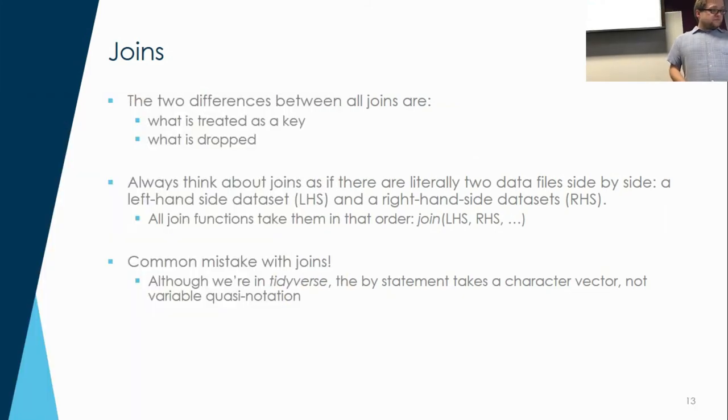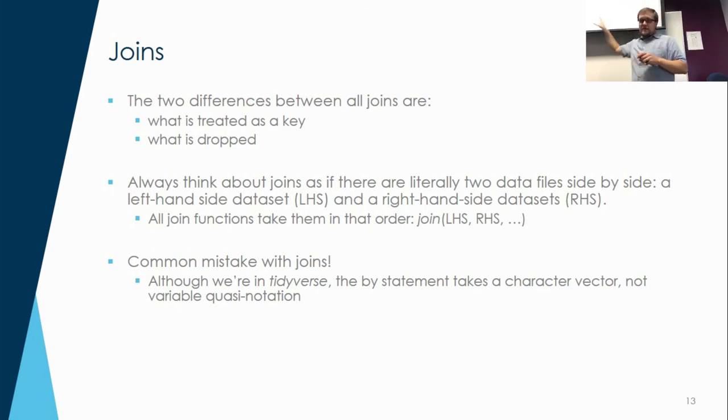So, joins. Joins are the way that you combine data sets with different structures. If you have different variables, different cases, or just different variables, then you're going to be using joins in order to pull them together. The difference between all of the joins is what is treated as a key, so what does it get matched on, and then what gets dropped. So inner join, left join, right join, outer joins, and I guess they're called full joins in dplyr. Filtering joins. Those are all just specifying different ways to combine two data sets with different assumptions.